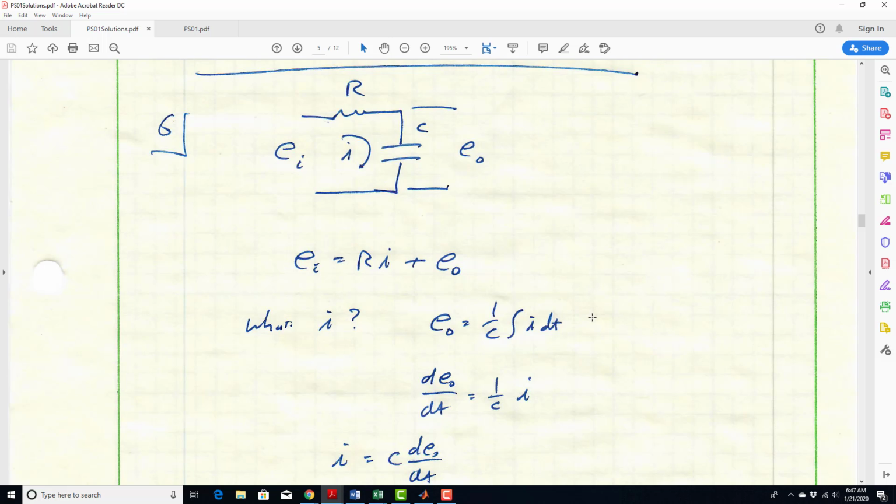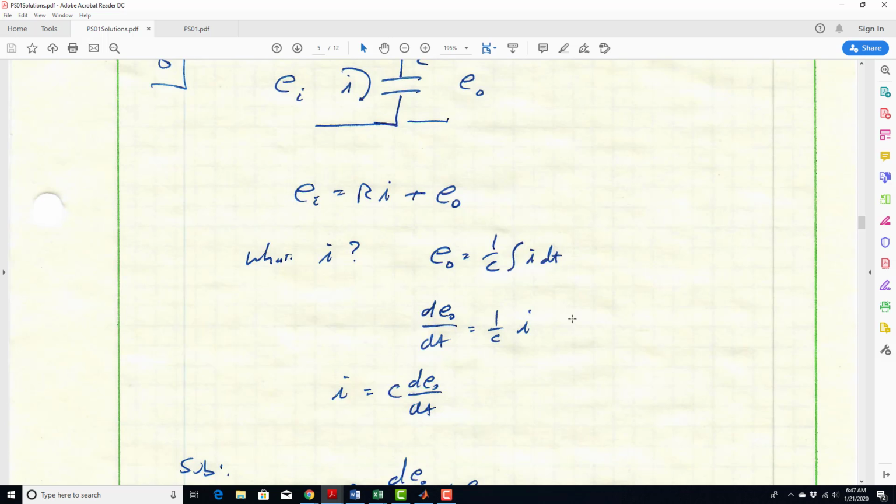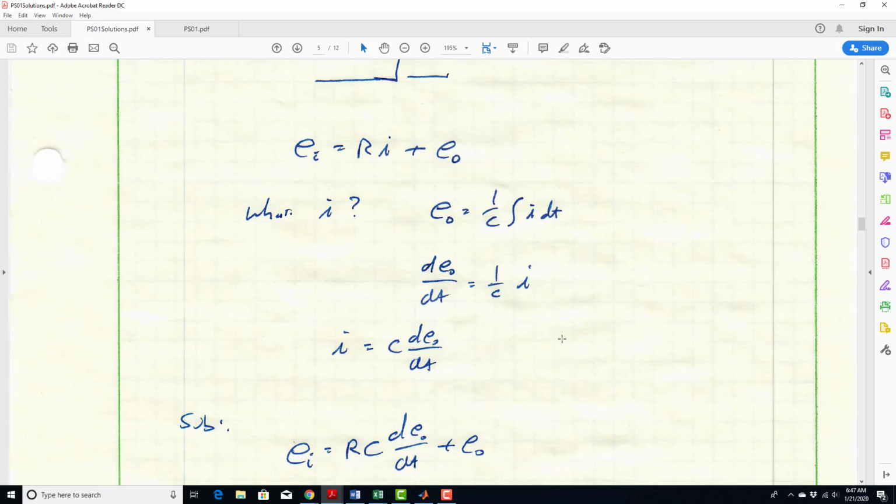Well, we know I is related to the voltage across the capacitor through these fundamental laws of how capacitors behave. And there's two ways to look at it, right? That output voltage is the integral of the current times 1 over C, or the derivative of the output is equal to 1 over C times I, or as we showed up in our table, the current through a capacitor is equal to C times the derivative of the voltage across it. So that's the one we want, right?